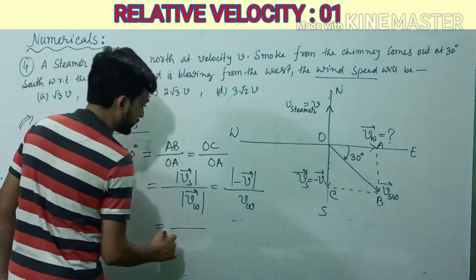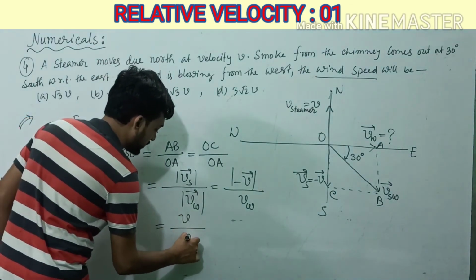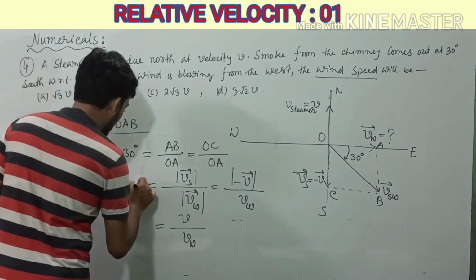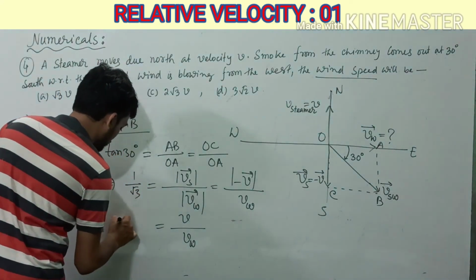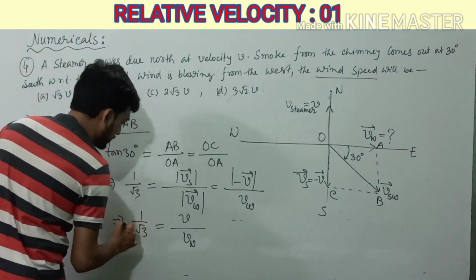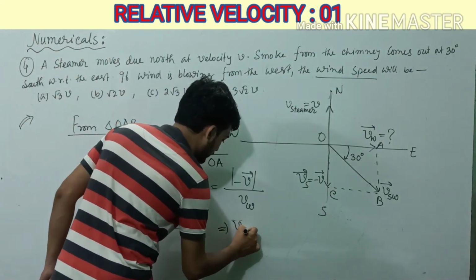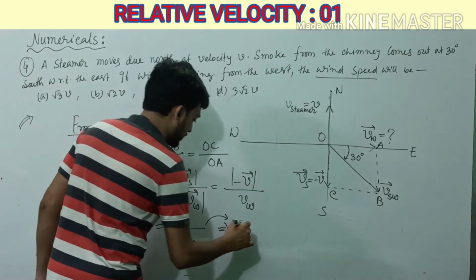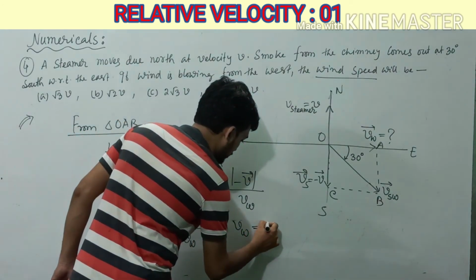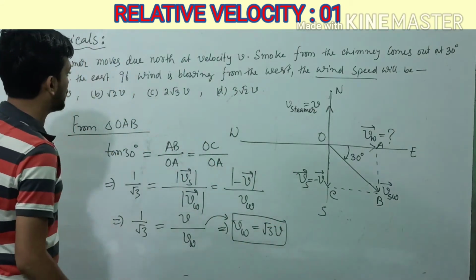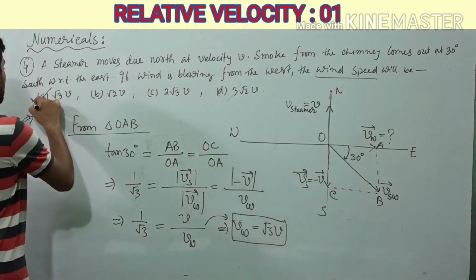So we will get V by VW. And what is tan 30? Tan 30 is 1 by root 3. So on solving we will get VW from here. VW is equal to root 3v. So our answer will be root 3v.